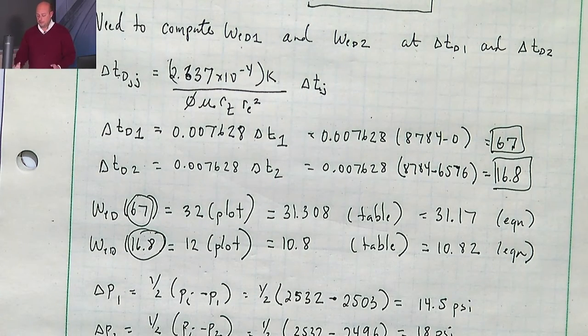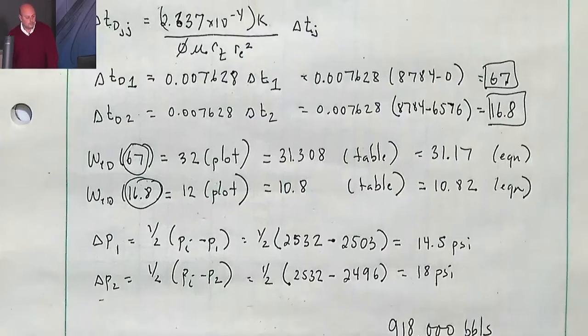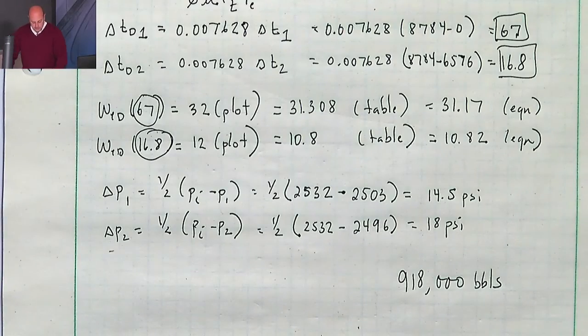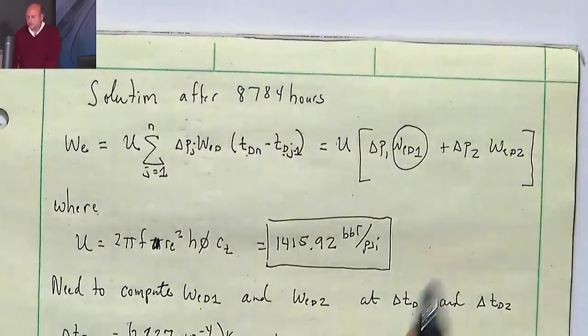Okay. Now, one thing you'd have to do is to redo this calculation at all the other times if you wanted to figure out what the cumulative water produced was, or encroached was, as a function of time. Okay, but 918,000 is the answer, and you just plug it into this equation up here.